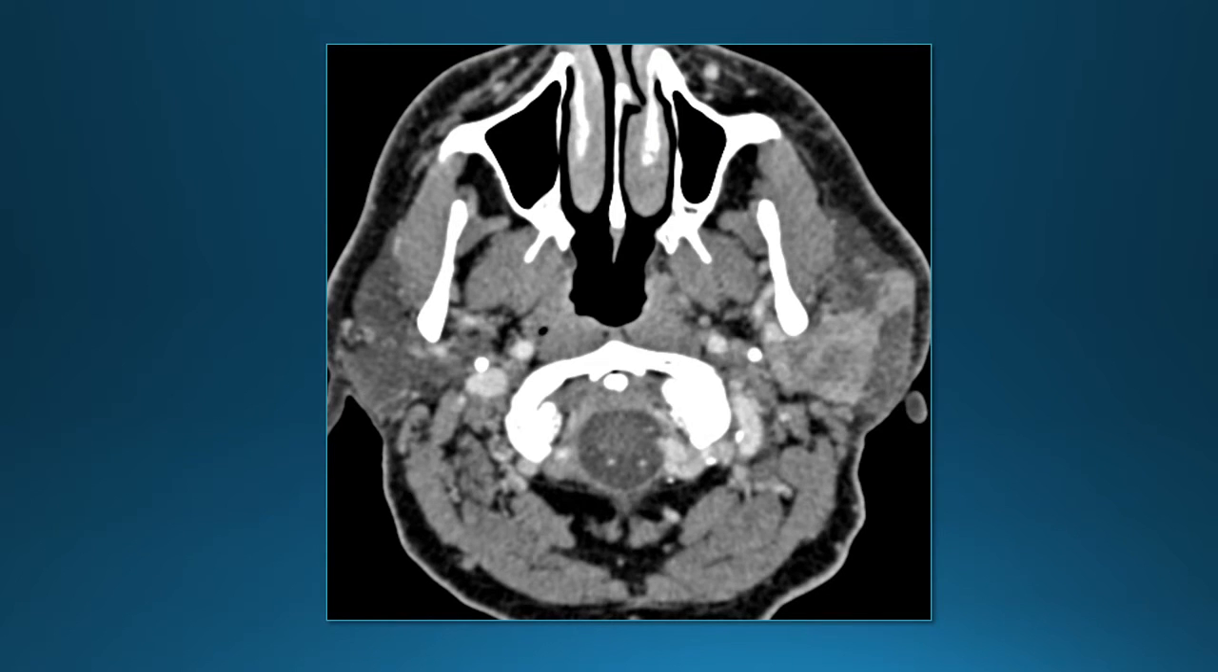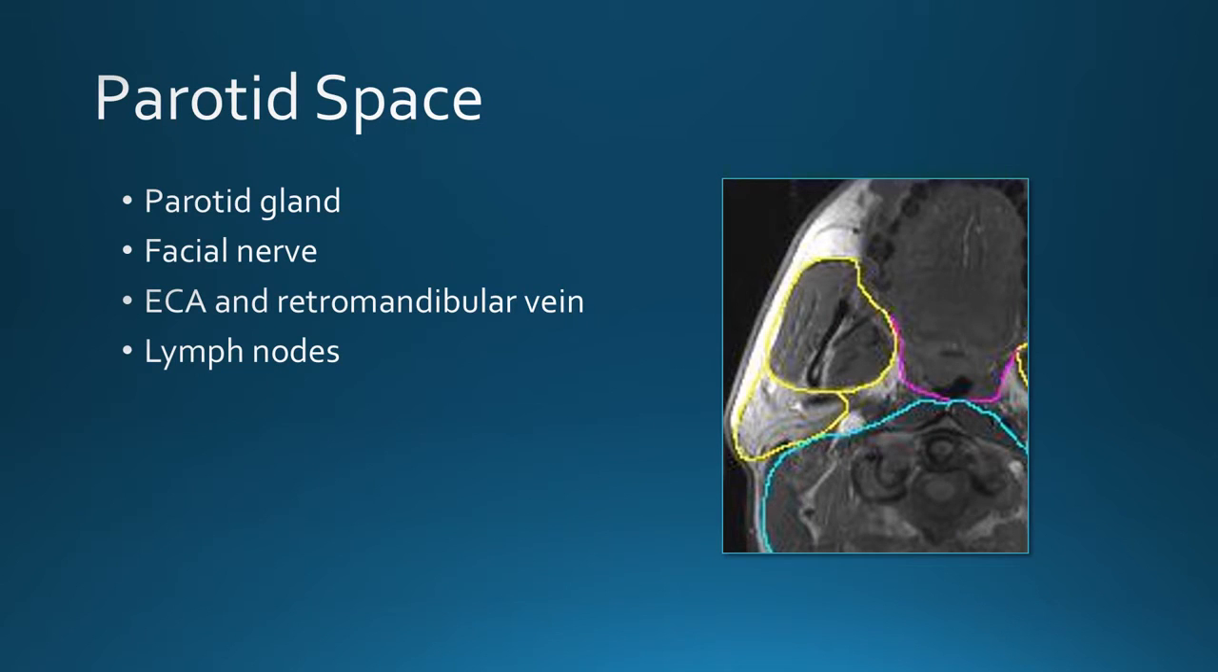Next space, here's the lesion here. I think it's easy to see that this is in the parotid gland, so we're dealing with the parotid space. Parotid space contains the parotid gland, facial nerve, external carotid artery and retromandibular vein, and lymph nodes.